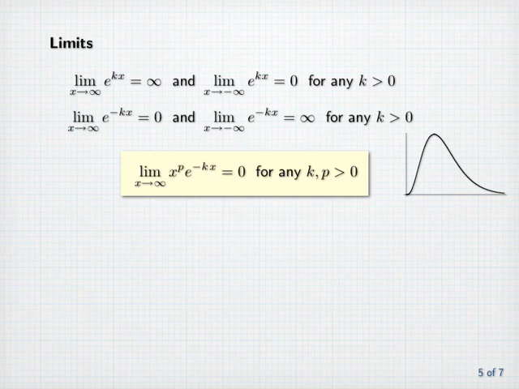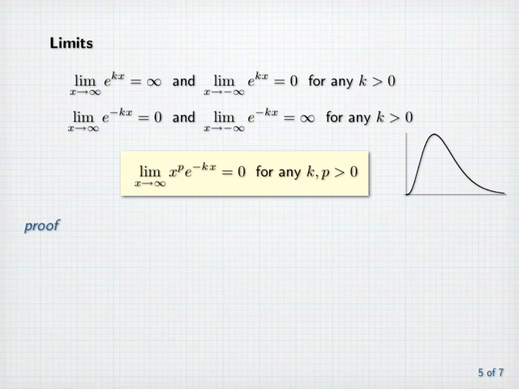Notice here that the function is the product of a factor that goes to infinity and a factor that goes to 0. What's interesting is that the product x to the p times e to the minus kx will approach 0 as x approaches infinity, no matter how large p is and no matter how small k is. So the e to the minus kx factor always dominates. Let's look at a quick proof of this limit.